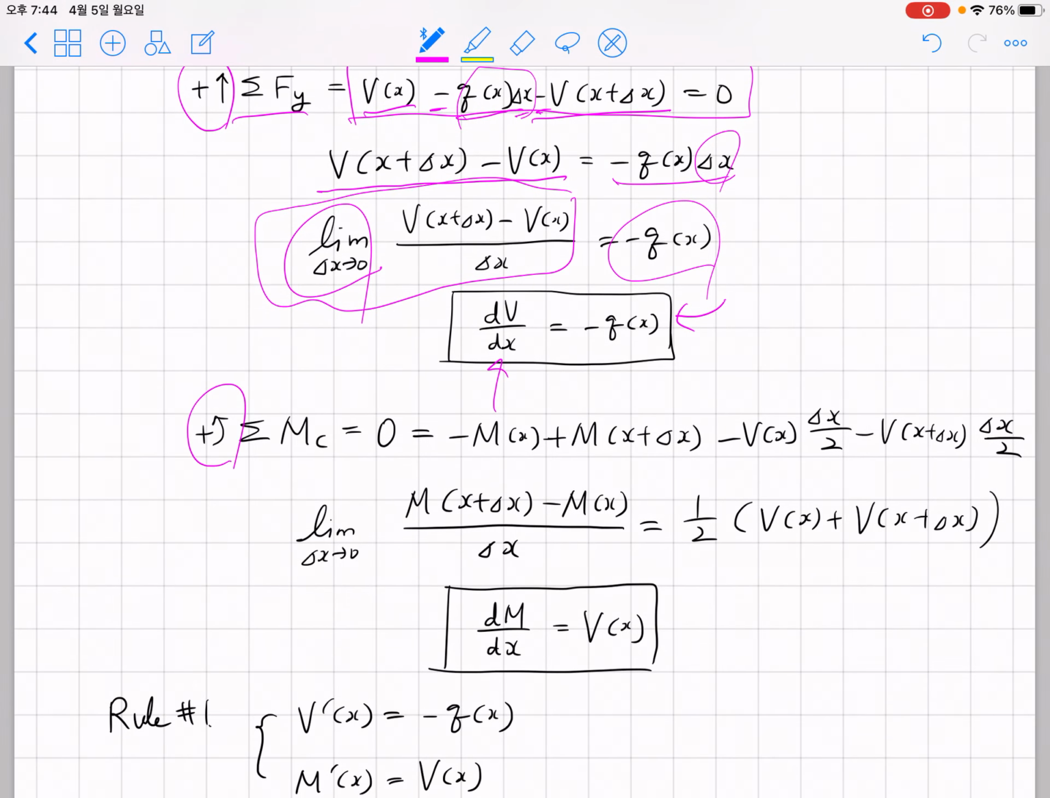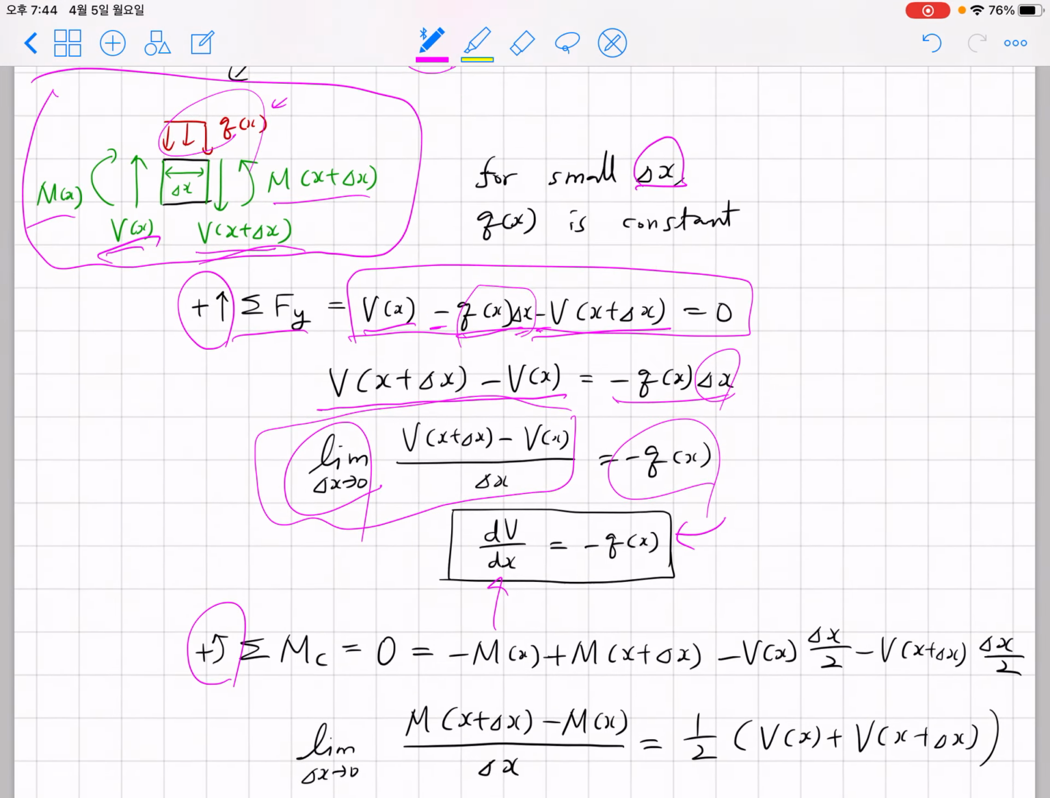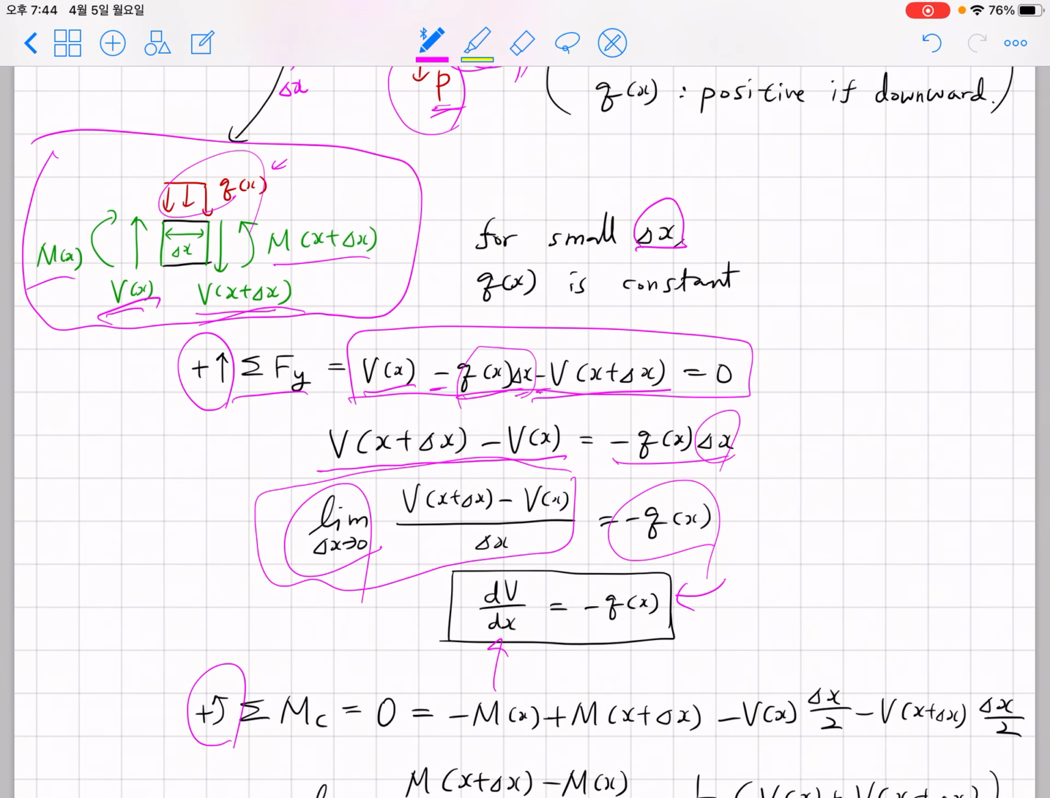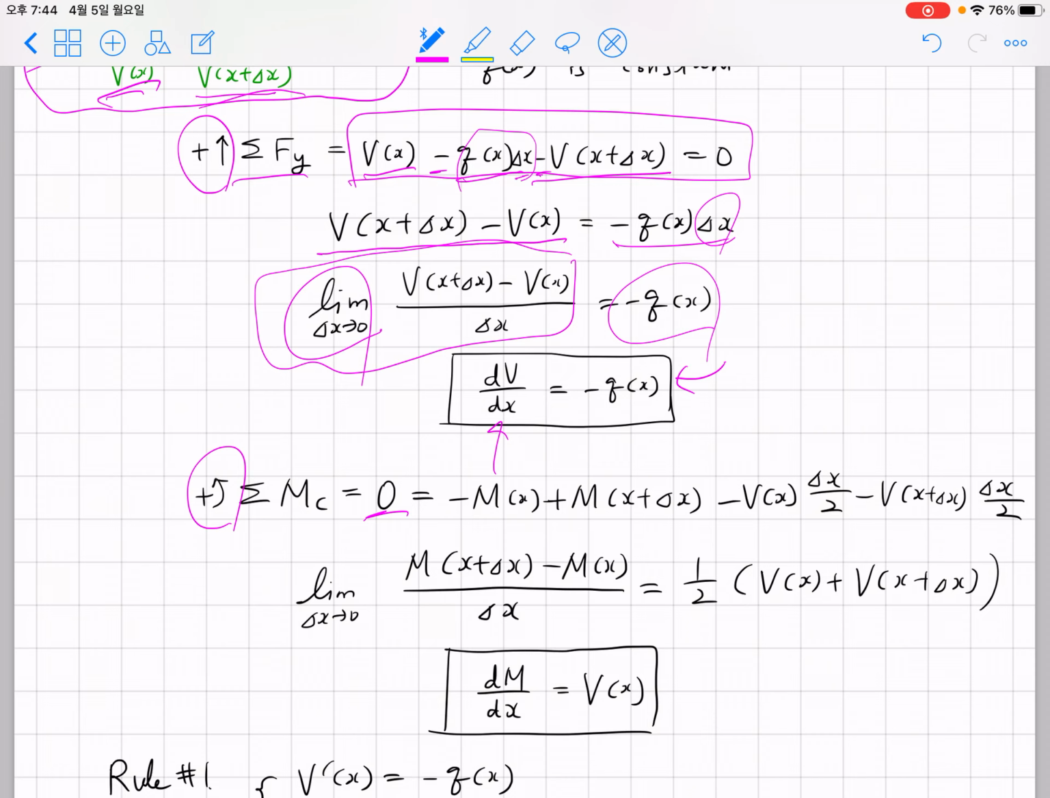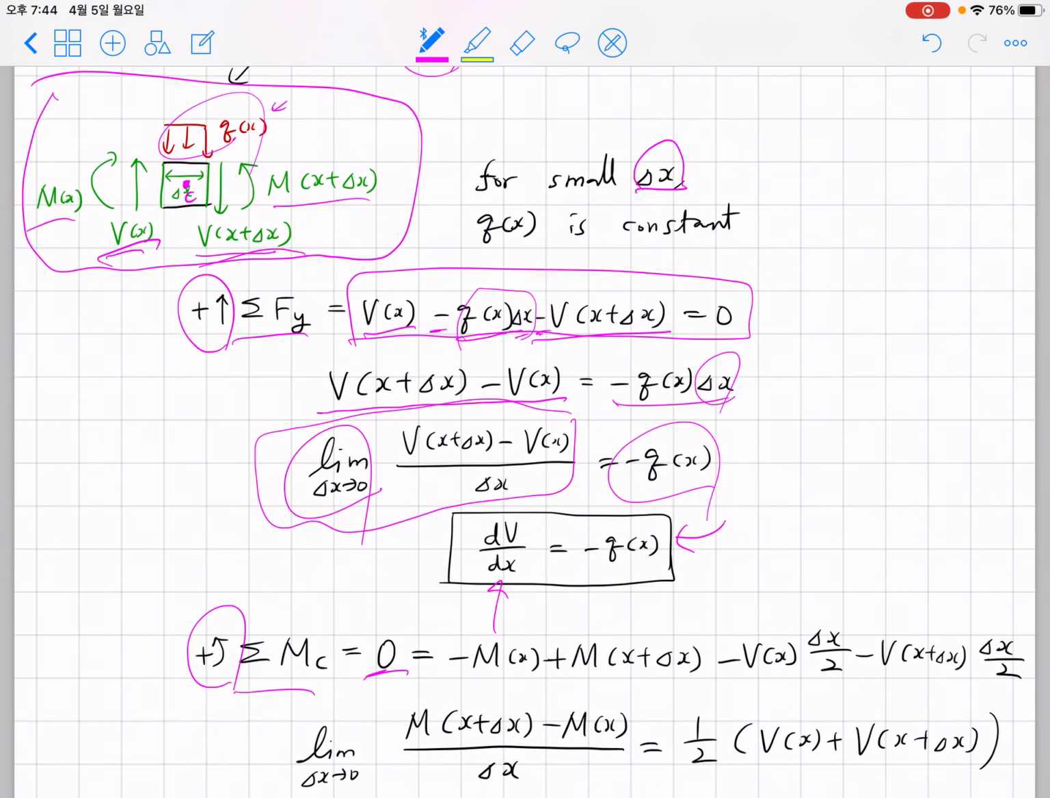Now let's set counterclockwise moment as positive sign and try to obtain the moment with respect to center point C of this infinitesimal volume. And of course the summation of moment must be 0. So you have clockwise moment on the left facing surface, so you have minus M(x). You have counterclockwise moment on right facing surface, so you set that as M(x plus delta x). Now you have clockwise torque, and the distance to the force is delta x over 2.